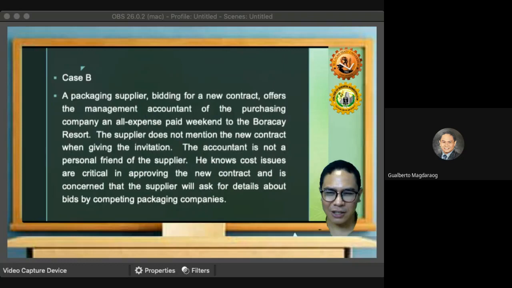Okay, next is case B, a packaging supplier. Ito, maganda rin itong case na ito. A packaging supplier bidding for a new contract offers the management accountant of the purchasing company an all-expense-paid weekend to the Boracay Resort. The supplier does not mention the new contract when giving the invitation. The accountant is not a personal friend of the supplier. He knows cost issues are critical in approving the new contract and is concerned that the supplier will ask the details about the bids by competing packaging companies. Okay.